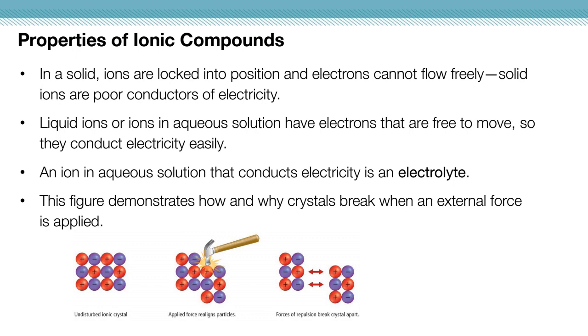Because they're tightly compact as solids, they're poor conductors of electricity. Whereas in their liquid form, an aqueous solution just means that you have an ionic compound dissolved in water. So if they're in an aqueous solution or a liquid form, it's easier for electricity to flow because those electrons can kind of move around a lot more than they could in a solid. When you have an ionic solution that is conducting electricity, you can call it an electrolyte. So those are some properties of ionic compounds.